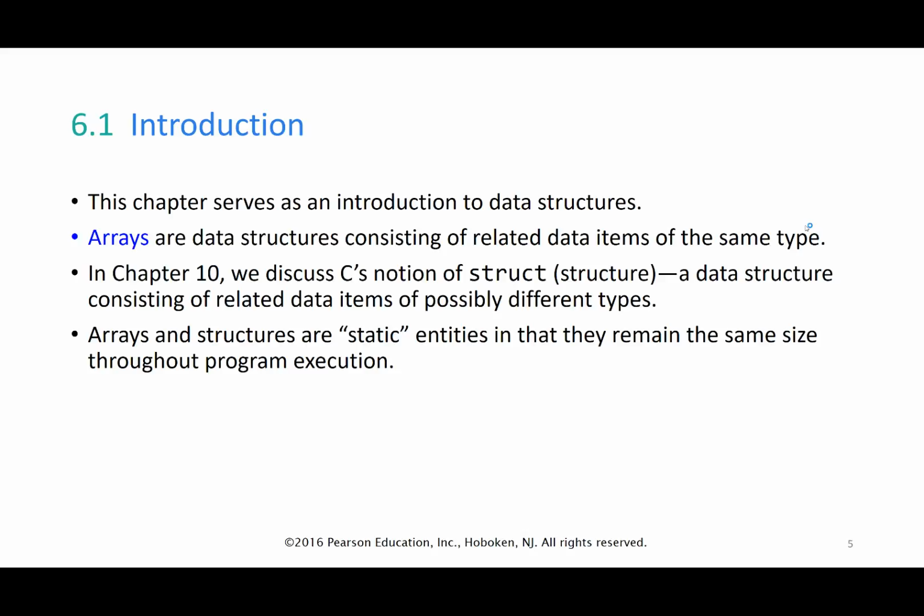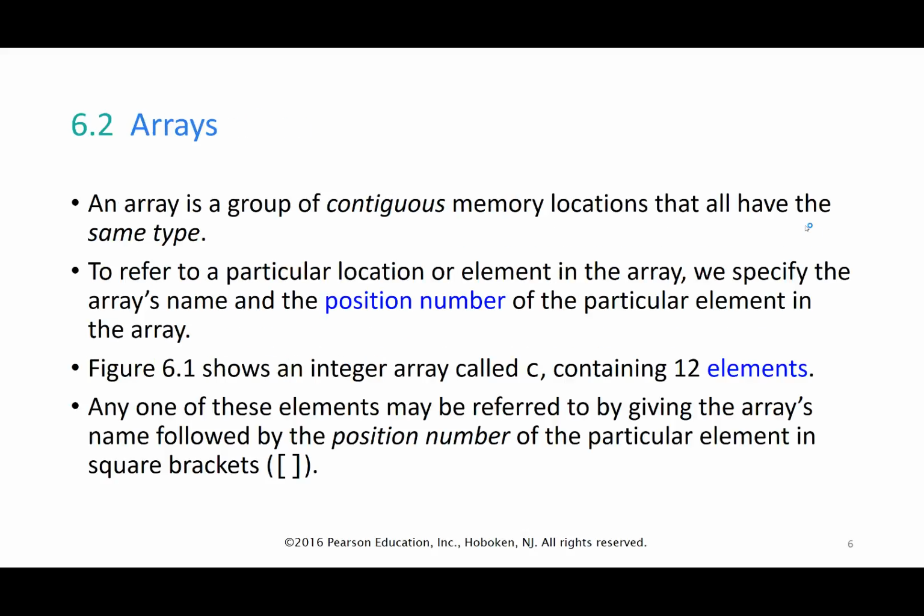But arrays and structures are static in the respect that they remain the same throughout the program execution. They don't change much. Once we define an array, it's a place in memory and it just stays there. We don't move it around. So an array is a continuous set of memory locations that have the same type.